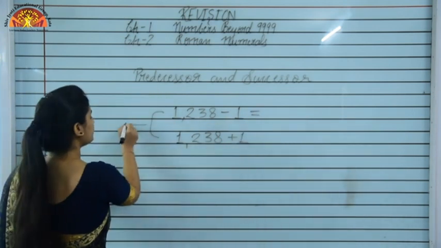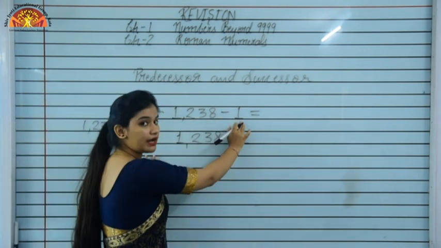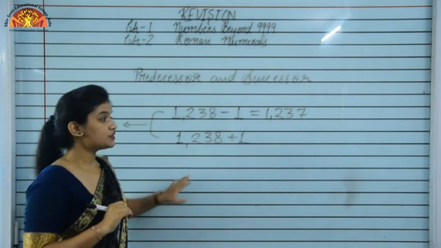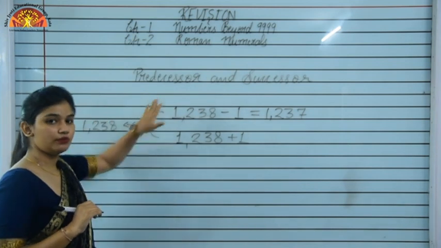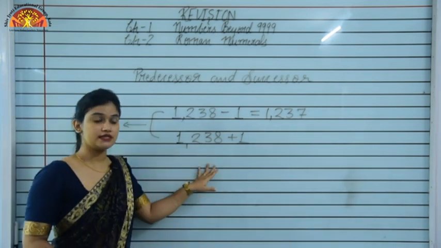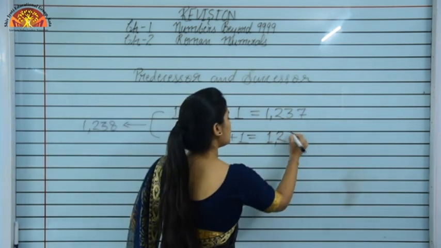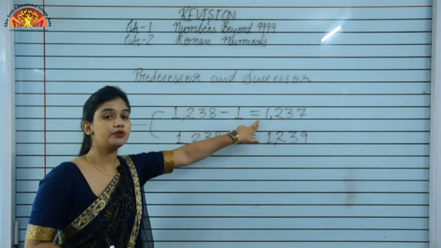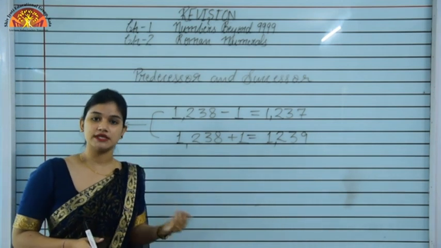And what is the given number? The given number is 1238. So now we'll do -1 and we get 1237. By doing -1 we get this number, that is the predecessor of the given number. Understood students? And now we are finding the successor of this number. To find the successor we have done +1 and the successor will be 1239. So this is the successor of the given number and this is the predecessor. To find the predecessor we'll do -1 and to find the successor we'll do +1. Understood students?